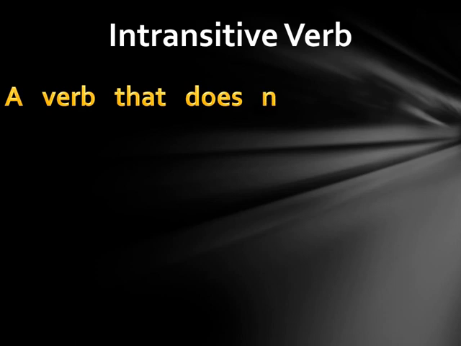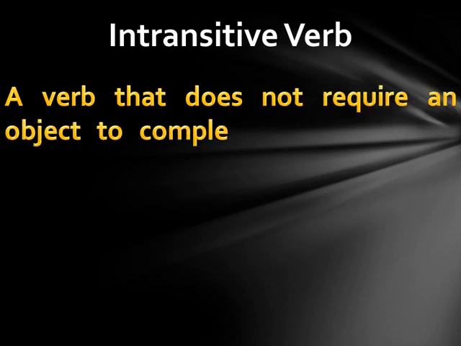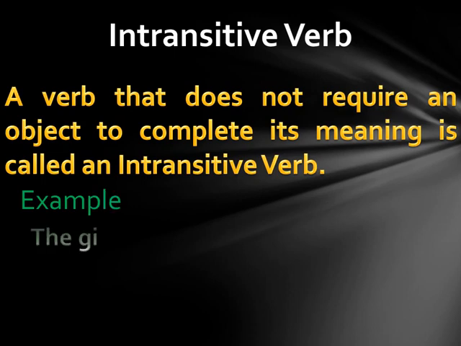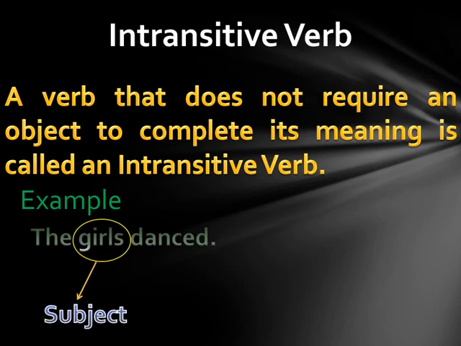Intransitive verb. A verb that does not require an object to complete its meaning is called intransitive verb. Now let's understand it with the help of example. The girls danced. In this sentence, girls is the subject and danced is the verb.